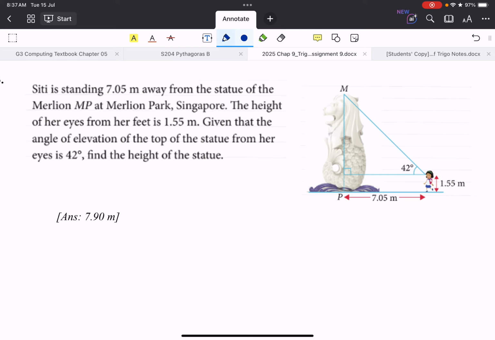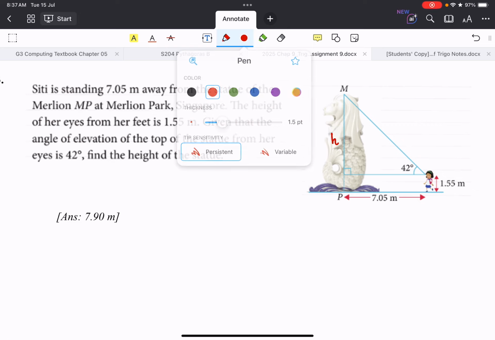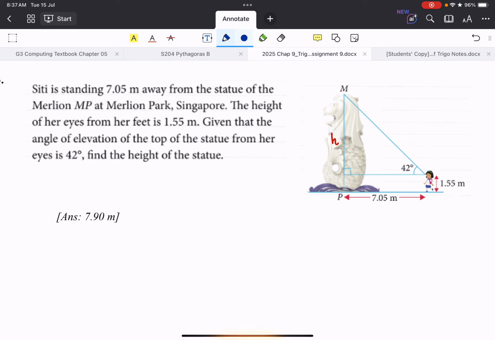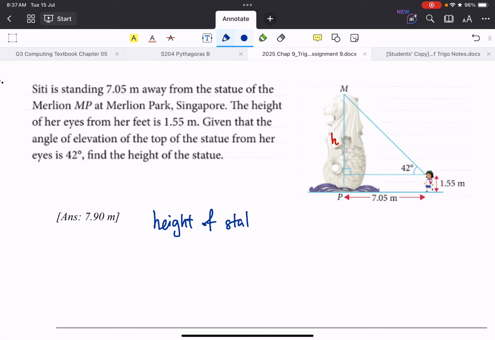So the height, let's label it with a red pen here. This is the height, and the distance is 7.05. Therefore, again, it is a tangent situation. We know that the height of the statue is going to be equal to 1.55 plus h. And what is h? h is actually 7.05 times tangent 42 degrees.